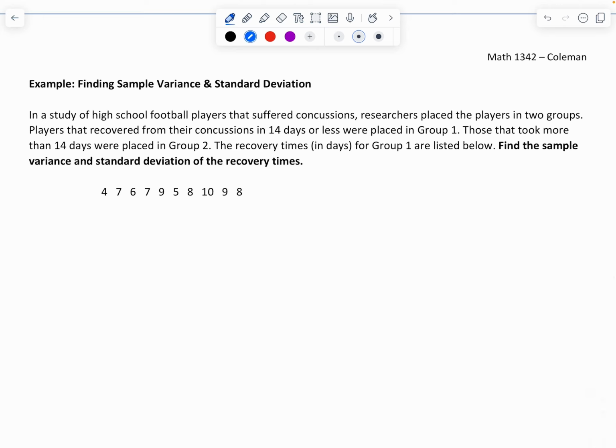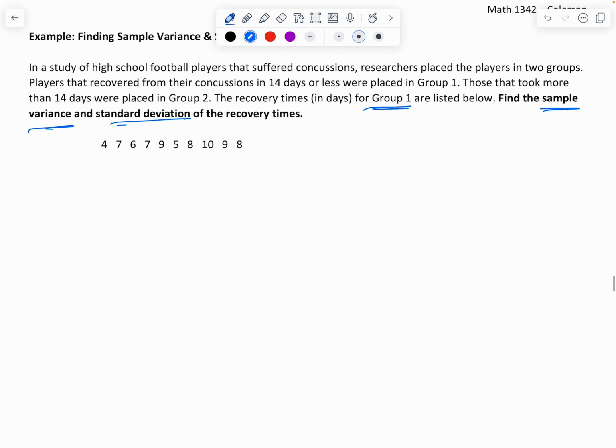Right? In a study of high school football players that suffered concussions, researchers placed the players in 2 groups. Players that recovered from their concussions in 14 days or less were placed in group 1. Those that took more than 14 days were placed in group 2. The recovery time for group 1 is listed below. Find the sample variance and standard deviation. It's a sample because remember they put some people in group 2, so it's not everybody, it's just some of them. Okay. So we're going to do very much like we did before.